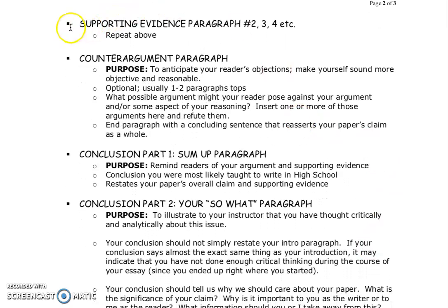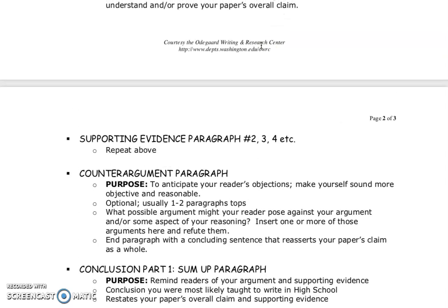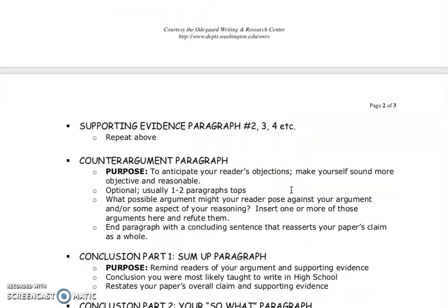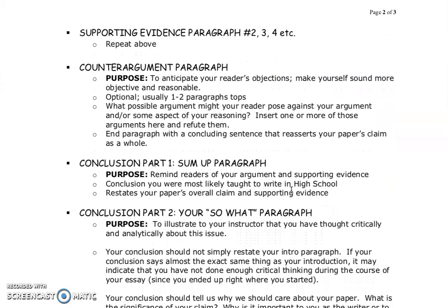So I've included this, you see this bullet point. By the way, I got this handout from another school's writing and research center. It's excellent. I love it. And so that's why I have continued to use it again and again in my argumentative research writing classes. It's the gift that keeps on giving.